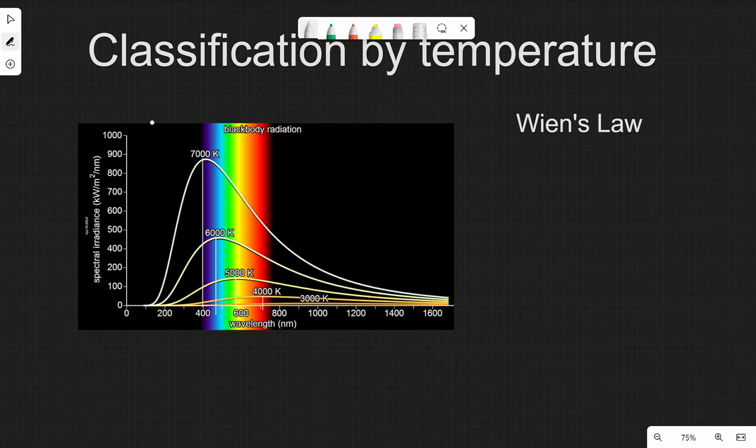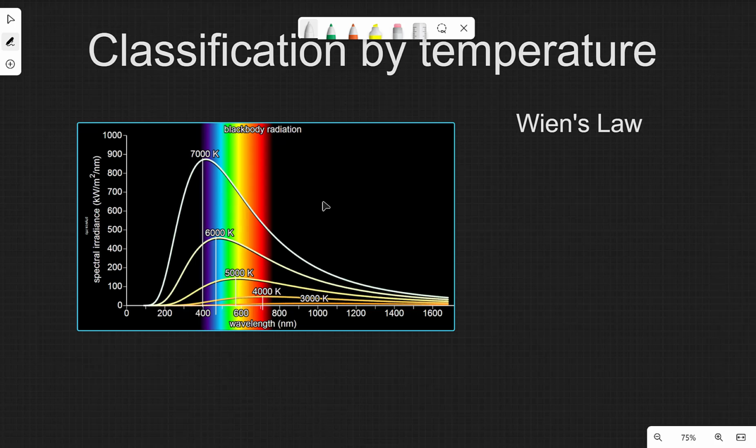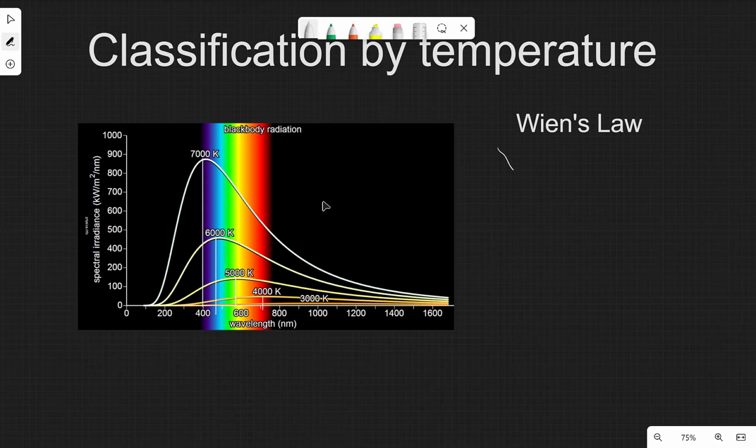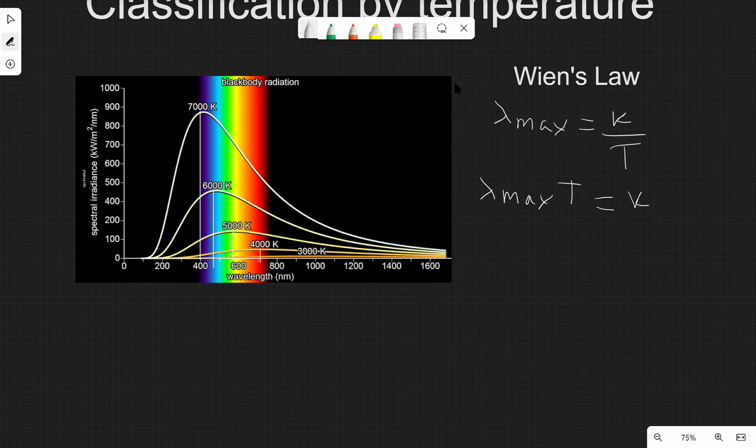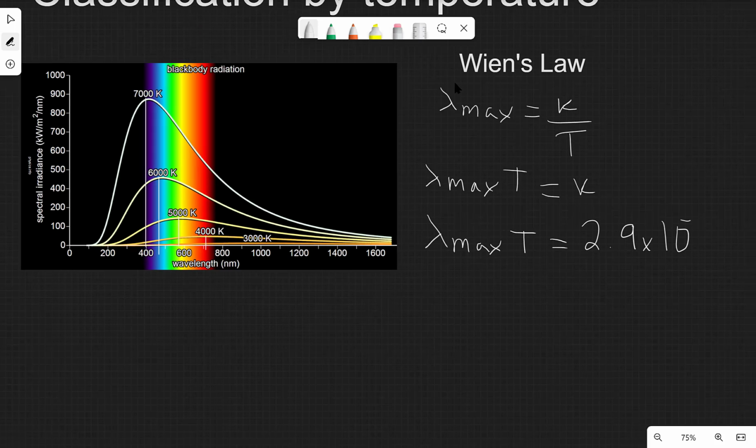So, the most dominant wavelength, known as the peak wavelength, is often written as lambda max, and this will be proportional to a constant, I'm going to call it K for now, divided by the temperature. Another way of writing this law is that lambda max times the temperature is equal to the constant K. Now this value K is actually, let's write this down as lambda max times the temperature is equal to the value of the constant is 2.9 multiplied by 10 to the power of minus 3.